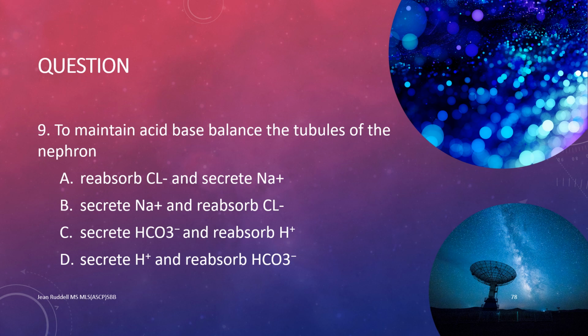Question 9. To maintain acid-base balance in the tubules of the nephrons, A. Reabsorb chloride negative and secrete sodium positive. B. Secrete sodium positive and reabsorb chloride negative. C. Secrete bicarbonate negative and reabsorb hydrogen positive. D. Secrete hydrogen positive and reabsorb bicarbonate negative. The answer is D. Secrete hydrogen ions and reabsorb bicarbonate.